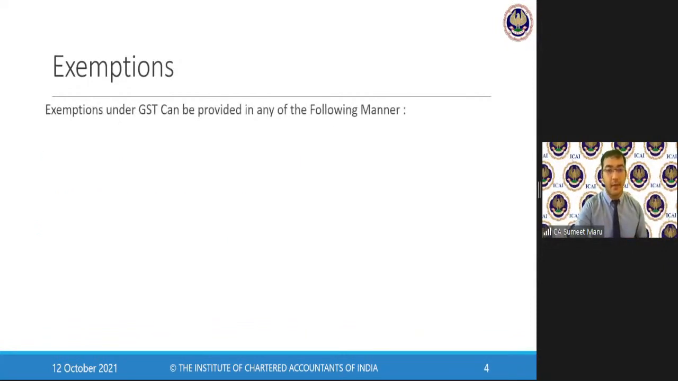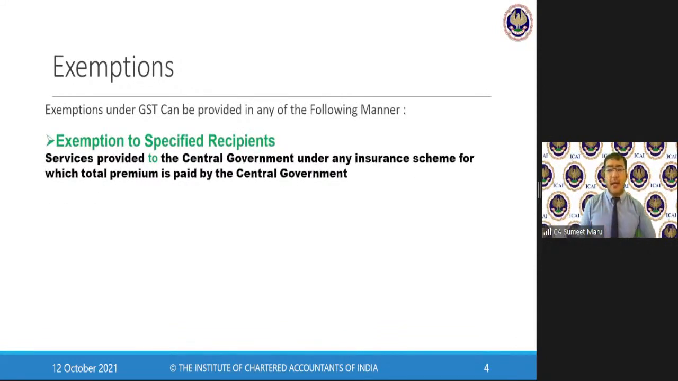Third way, exemption to specified recipient. Now, if they can give the exemption to the suppliers, similarly, they can give exemption in the hands of the recipient as well. Government can say, if you are providing service to certain types of recipient, you do not need to charge tax to them. An example for this is services provided to central government under any insurance scheme. Let's take a nominal example for now. If any insurance company is giving services to central government and the premium is paid by central government, here the supplier is the insurance company and the receiver is central government, who is paying the premium. So here, government itself has notified that in such cases, the recipient, the government, will not be charged with tax.